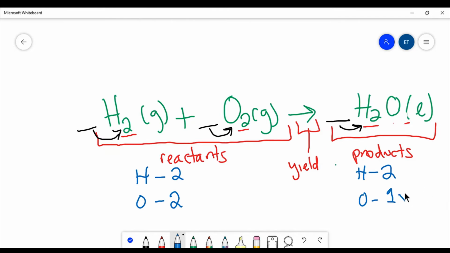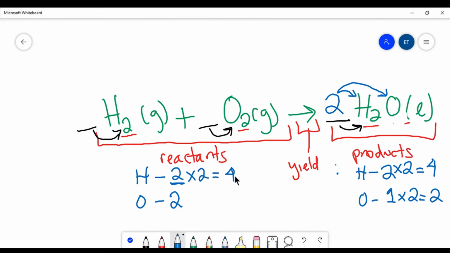So what we're going to have to do is multiply this by a coefficient of 2, so we can end up with 2 oxygens. The only problem is that when we place the 2 here, not only does it change this oxygen to 2, but we will also have to multiply the hydrogens. So now we're going to multiply 2 times 2, and it's going to give us 4. So we end up with 4 hydrogens, and if you look over here, we only have 2. So what we can do is multiply this number by 2, and we can end up with 4 hydrogens now.